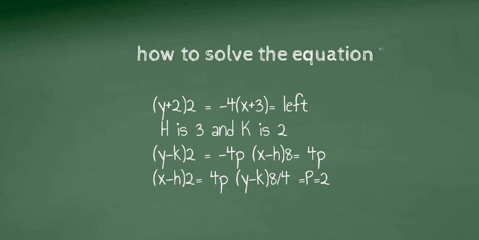The vertex is (3, minus 2). Well, but you may be thinking, what is p? So p is the number in the middle. In this case it is 8. This is 4p.